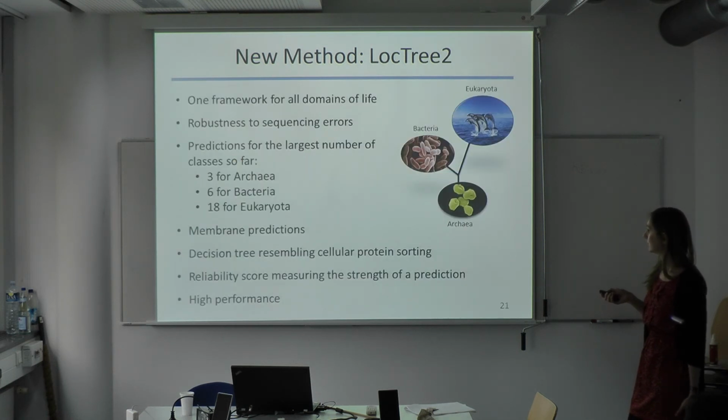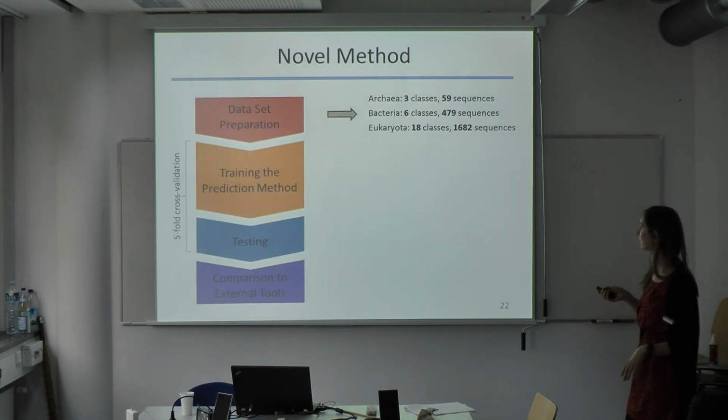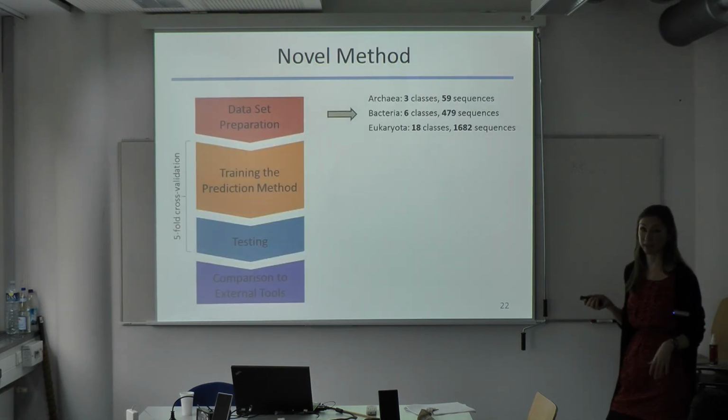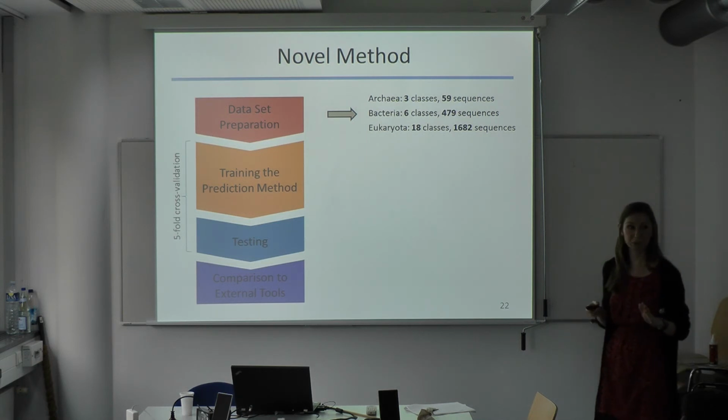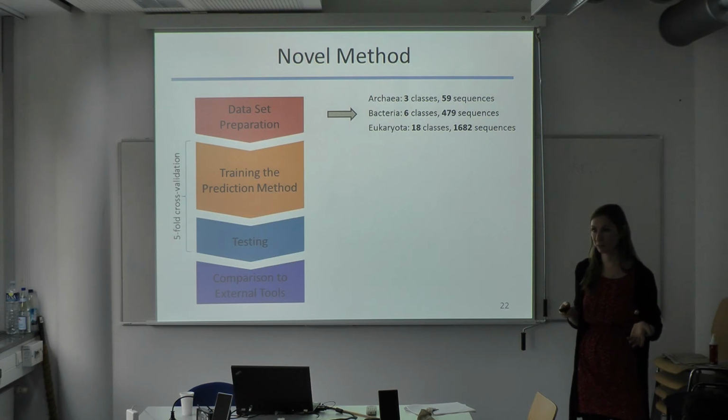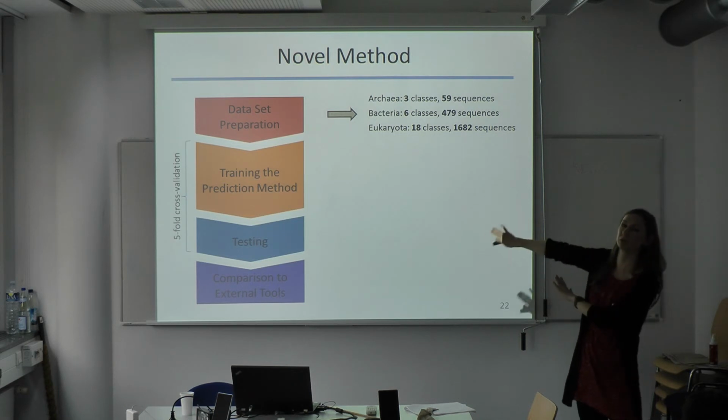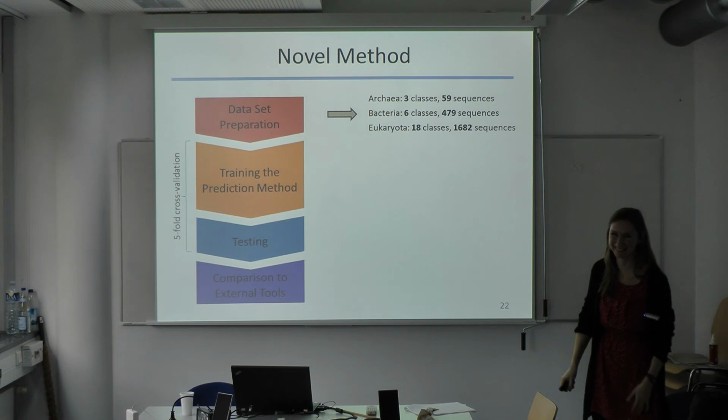Okay, so this is a summary of the method. I will not go through this because it is not so relevant right now, but I want to talk about the development of this method. The development involved 4 major steps: dataset preparation, training of the prediction method, testing of it, and then comparison to external tools. So again, if we did not have this idea of developing JavaScript visualization tools, this is exactly what you would have done in this class.